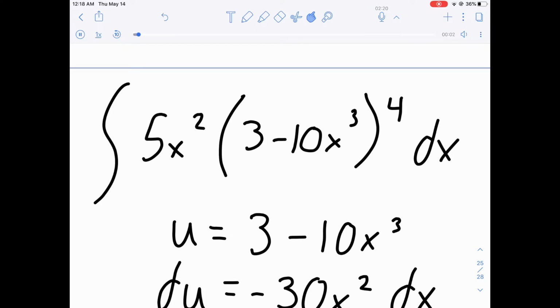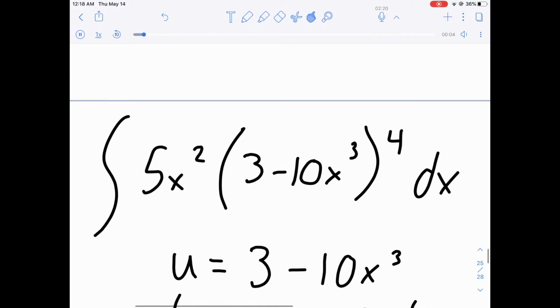Okay, so we now have a little bit of a harder problem of 5x squared, parentheses, 3 minus 10x to the third, and then that is going to be raised to the fourth power dx. And so we're going to look for our parentheses or our inside of equation or whatever it is, and we actually have both of those two things, so it should be pretty easy to tell that our u is going to be 3 minus 10x to the third. And now we're going to find the du, and the du is simply going to be negative 30x squared dx.